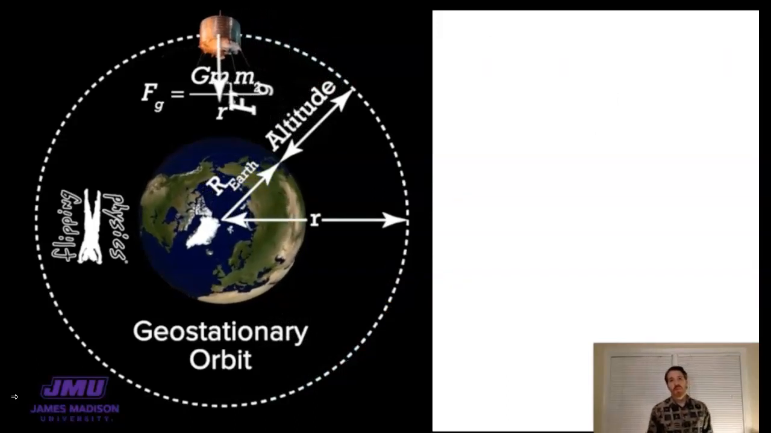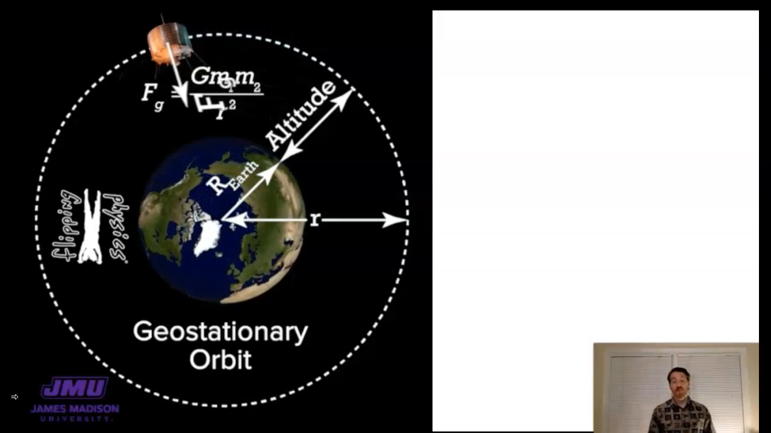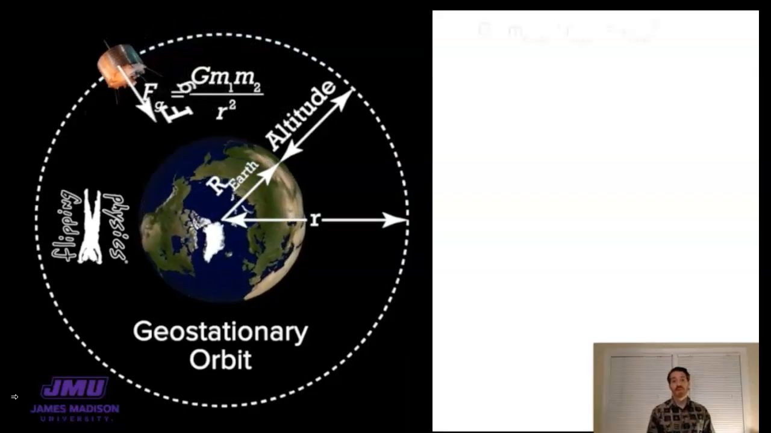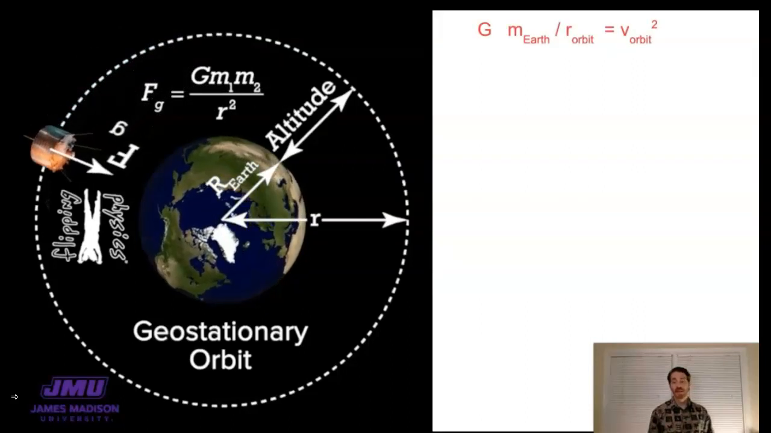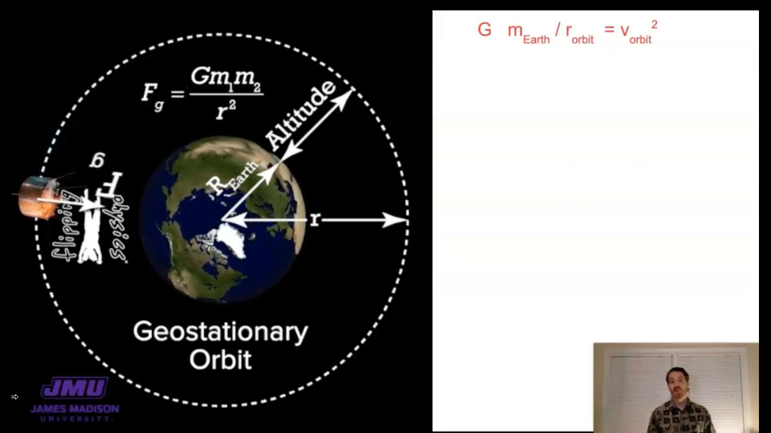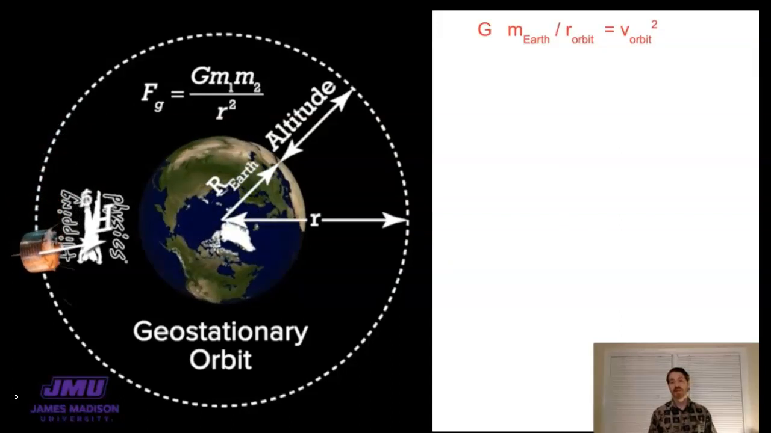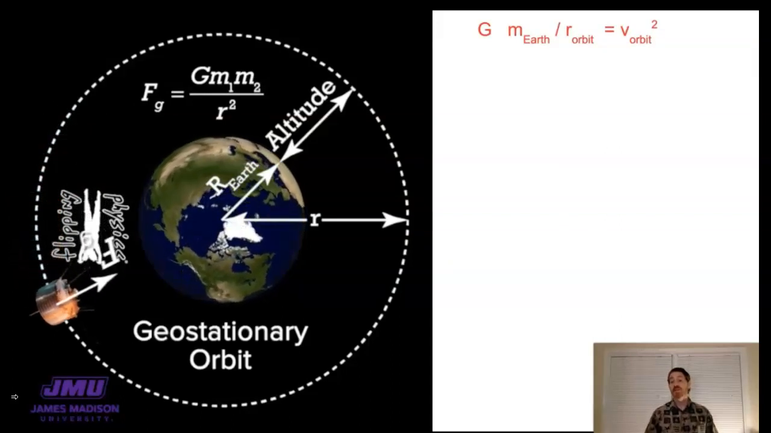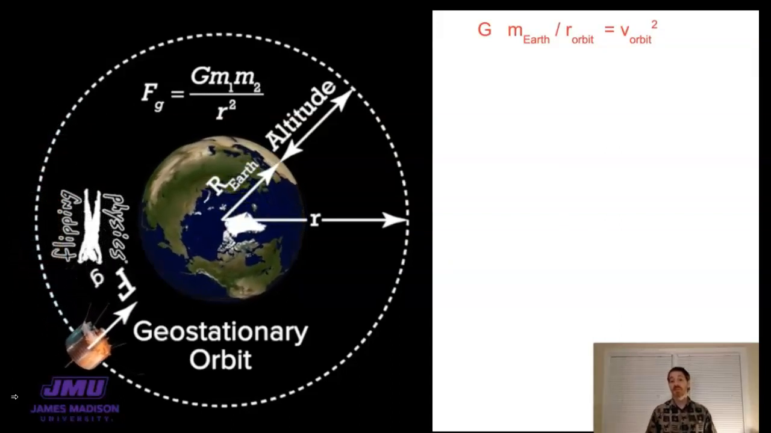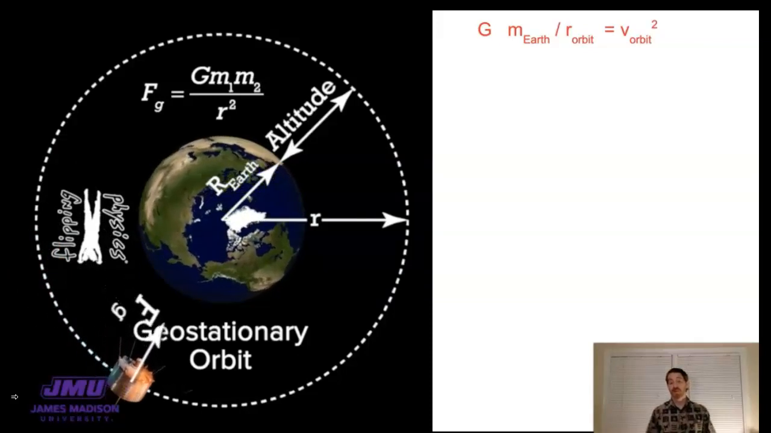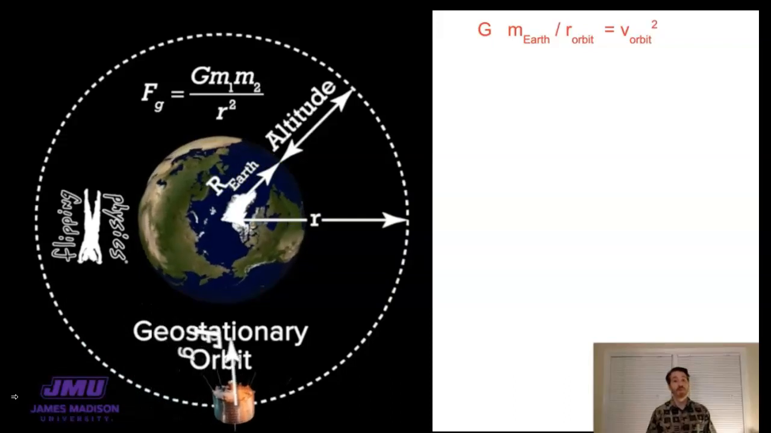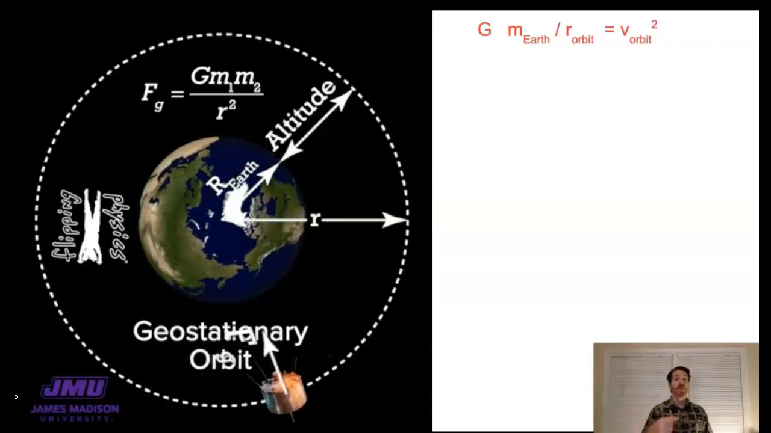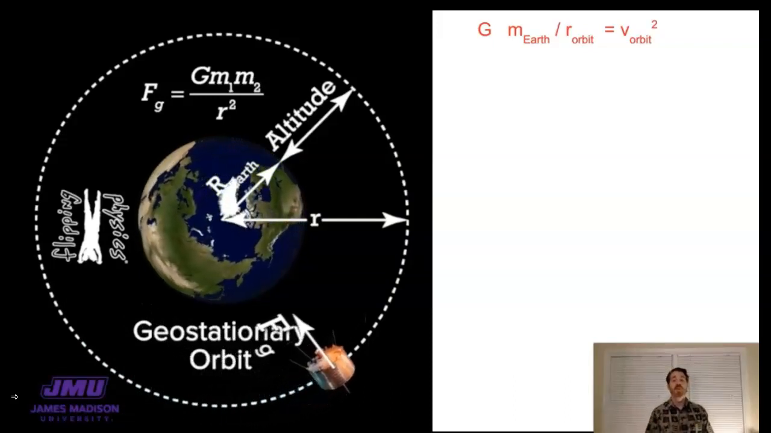We'll start this problem by talking about the fact that the force of gravity is the force that is making this object move in a circular motion, and we've already established that that simplifies down to the gravitational constant of the universe times the mass of the Earth divided by the radius of the orbit equals the speed of the orbit squared, or the velocity of the orbit squared. I do want to point out that the radius of the orbit and the speed of the orbit are very different for this than they were for the previous problem.